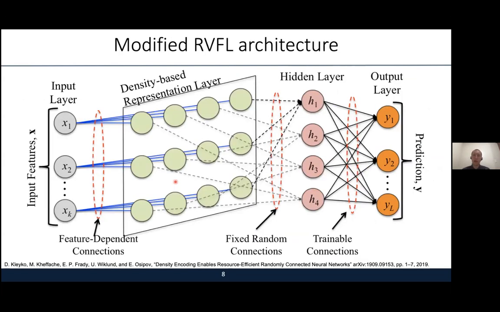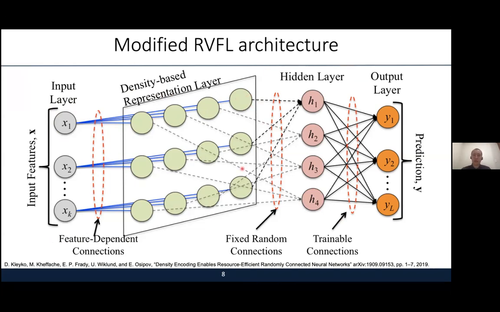When we look at the modified version of the architecture, we see that we introduce a new layer, which we call the density-based representation layer. The connections in this layer are highly structured. One vector in this layer corresponds to a particular feature. We call these connections feature dependent because the actual value of the feature in the input layer determines which of the neurons will be active in the density-based layer according to the thermometer encoding.